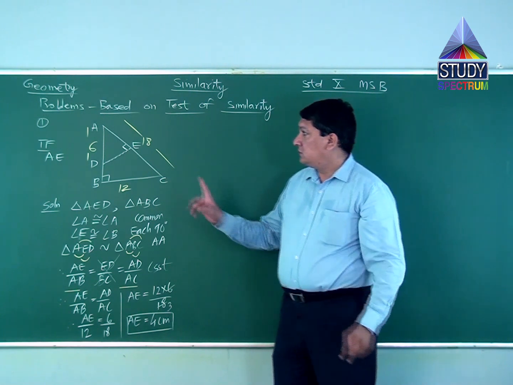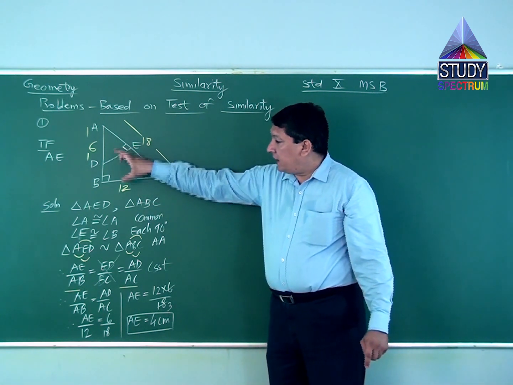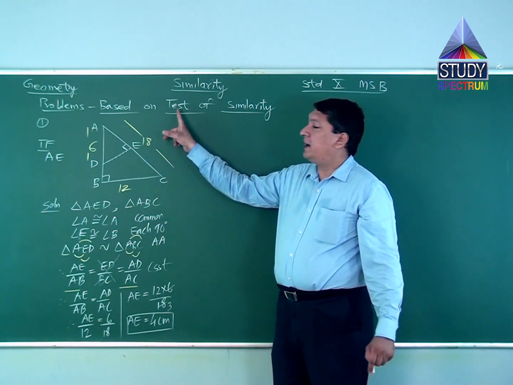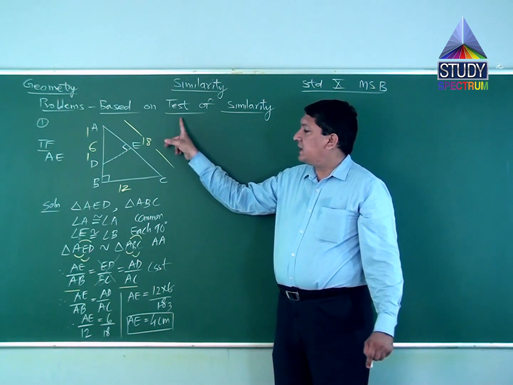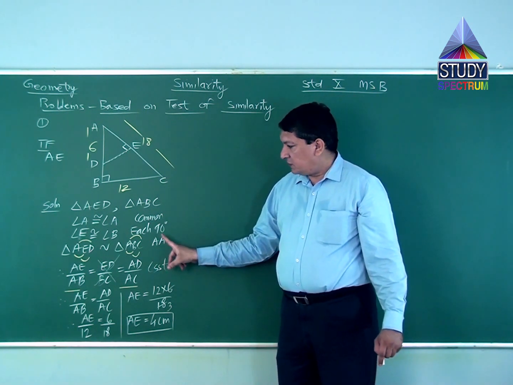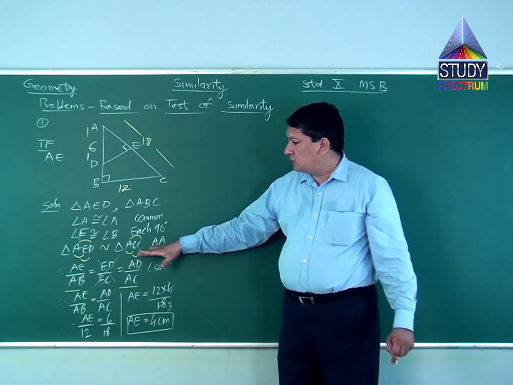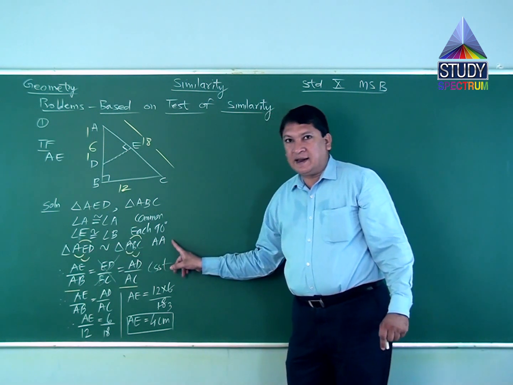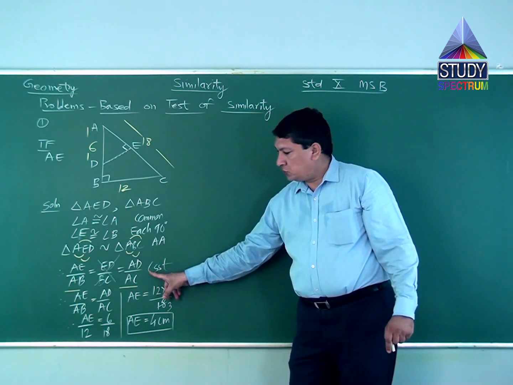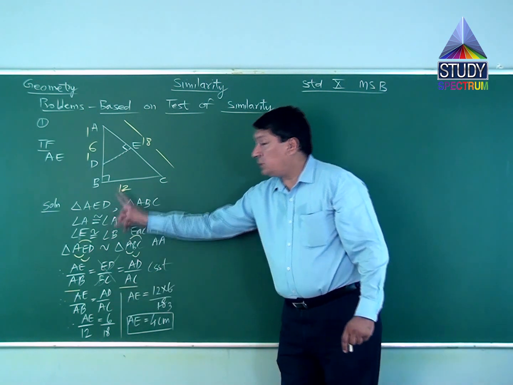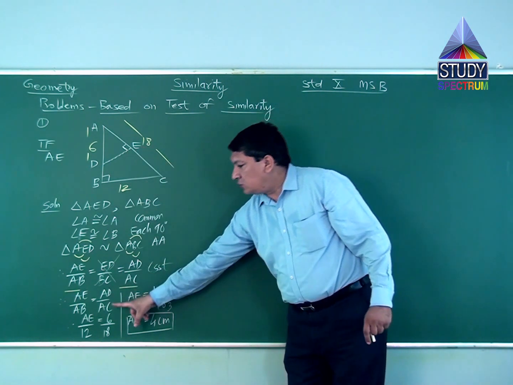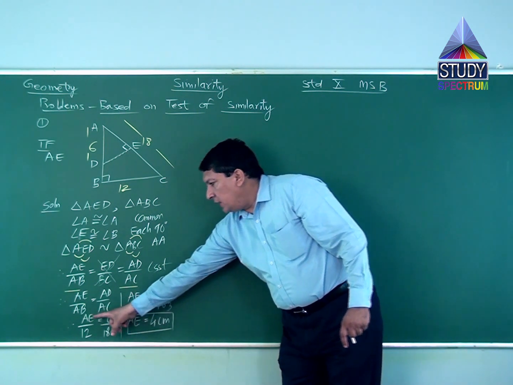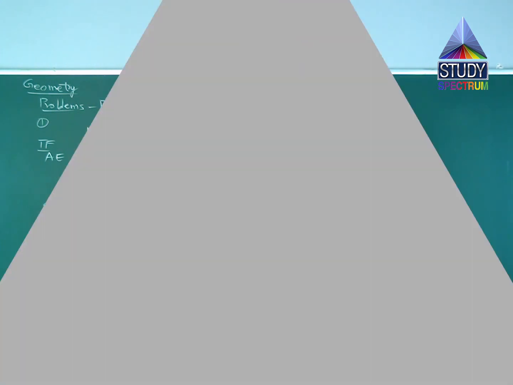So if you notice, what we have done is we have compared two triangles. When we compared these two triangles, we applied a test of similarity, and that test was the AA test. First we proved the triangles similar, we mentioned that the triangles are similar. Once the triangles are similar, corresponding sides are in proportion. After that, the values which were given to us, we substituted in it. And once we substituted the values, we got the answer for the unknown value.